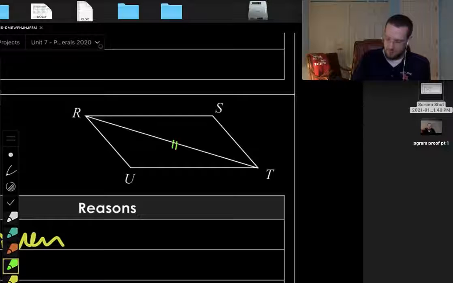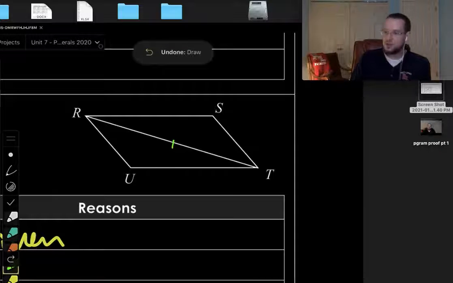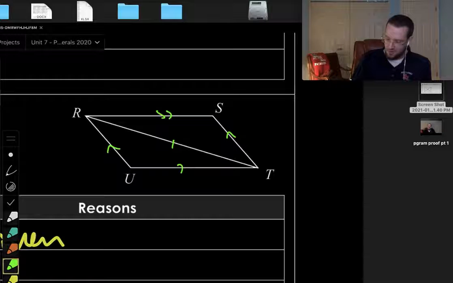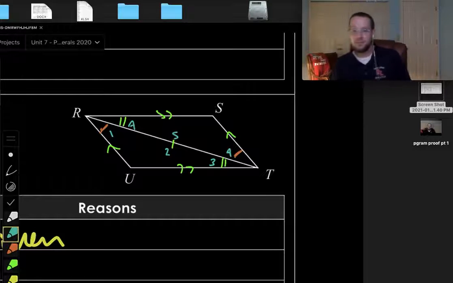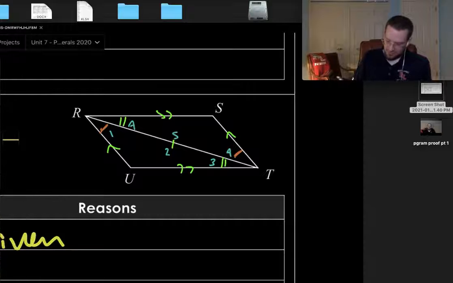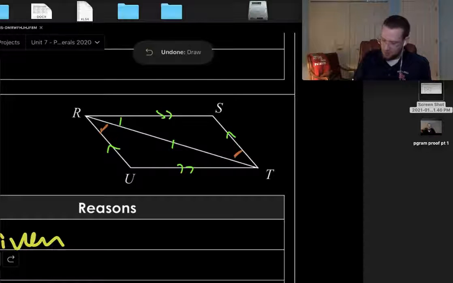Okay, so let's look at what we have here. We have not just one shared side. It's a parallelogram, so we know that opposite sides are parallel. Now wait a second, if opposite sides are parallel, then aren't alternate interior angles congruent? Yes or no? The answer is yes. And from that information, don't we have angle, side, angle? We do.